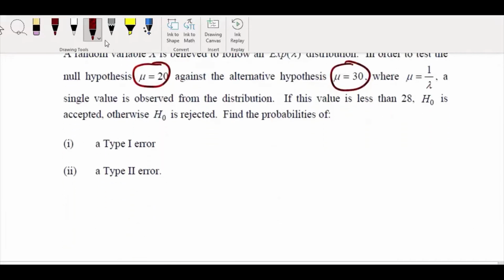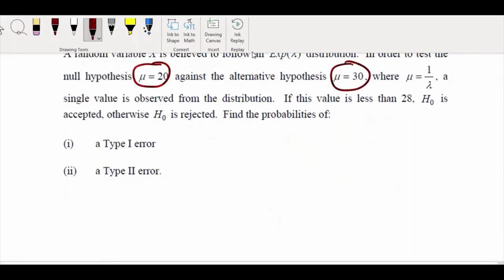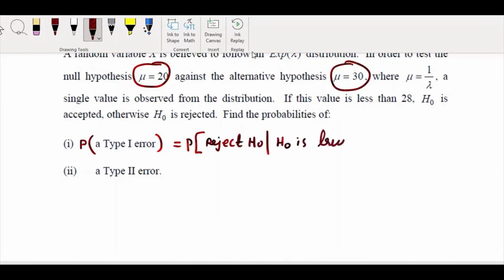The problem is very easy. You try to solve one problem, and once you solve one, you will be able to solve more problems. Find the probability of type 1 error. That is the probability that I reject H naught when it's true.